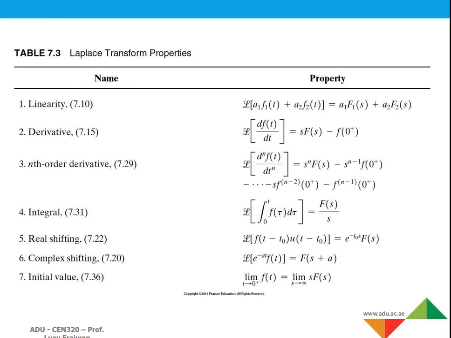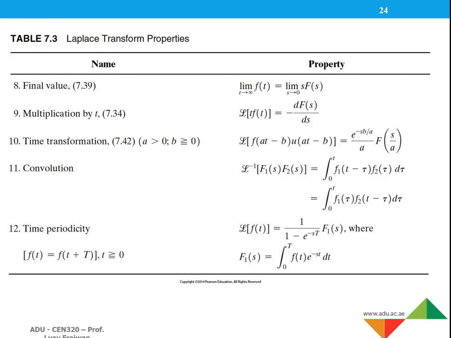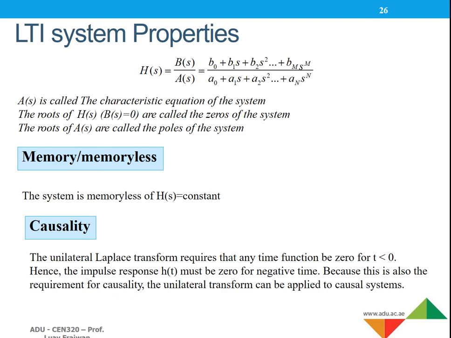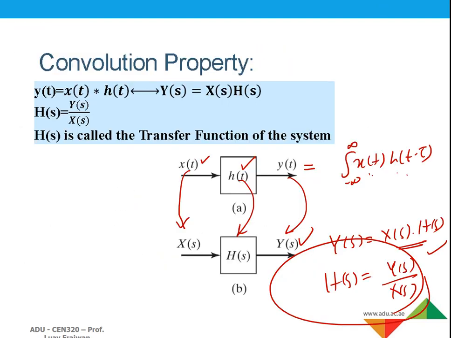This is the table of the linearity examples, the different pairs for the Laplace transform. So let's solve one example for the calculation using the convolution property. For a simple case, for example, if we have an electrical circuit, how can we calculate its transfer function? Let's take this example.